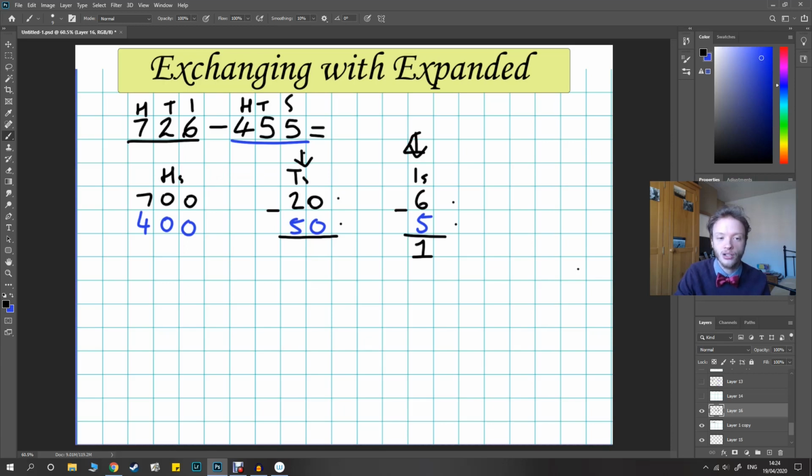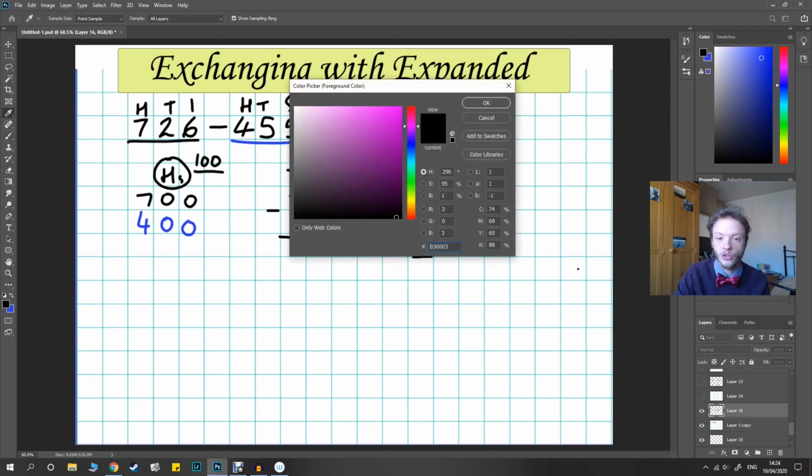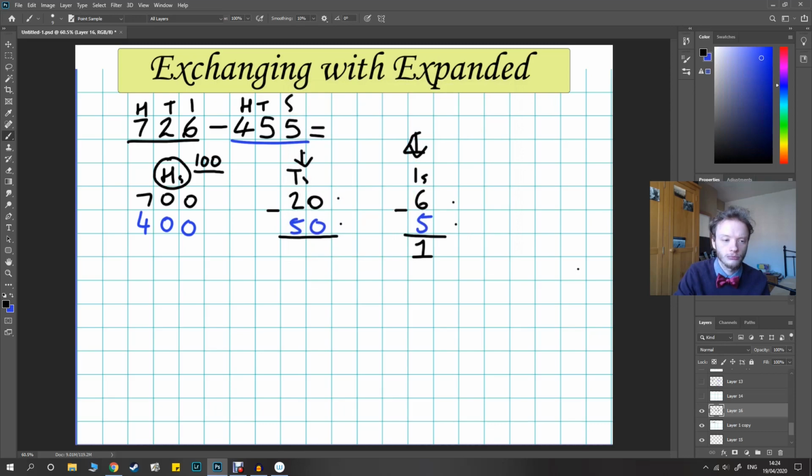So that's where we're going to exchange from. I'm going to exchange from this 700. I'm not going to take 10. Because it's the hundreds column, I'm exchanging 100. Okay. Exchanging my 100 then, I'm just going to change colour. There we go. So 100 from 700 is 600. I'm going to move that 100 over to make this now 120.